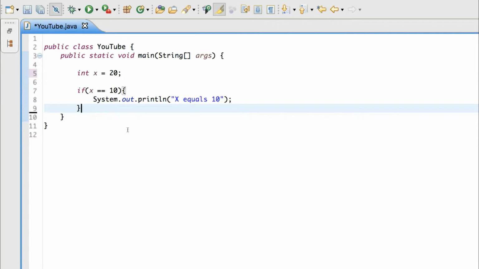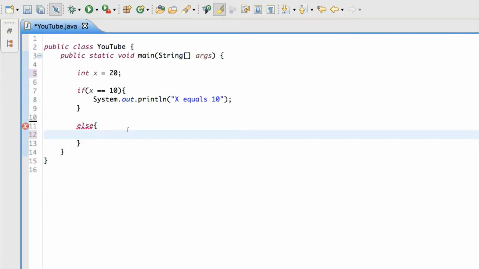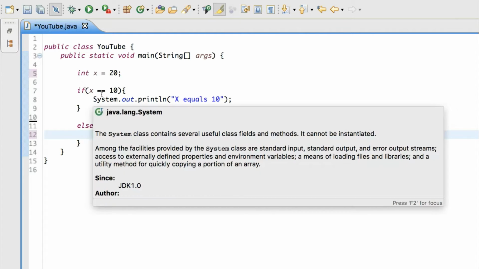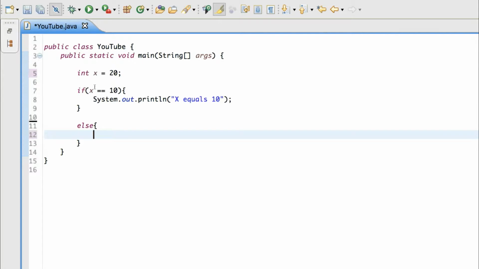So we do this by writing an else statement. An else statement, right under an if statement, is saying, if this if statement is not true, then we know it's anything else but 10 in this case. If x equals 10 is false, we know it's any number but 10.